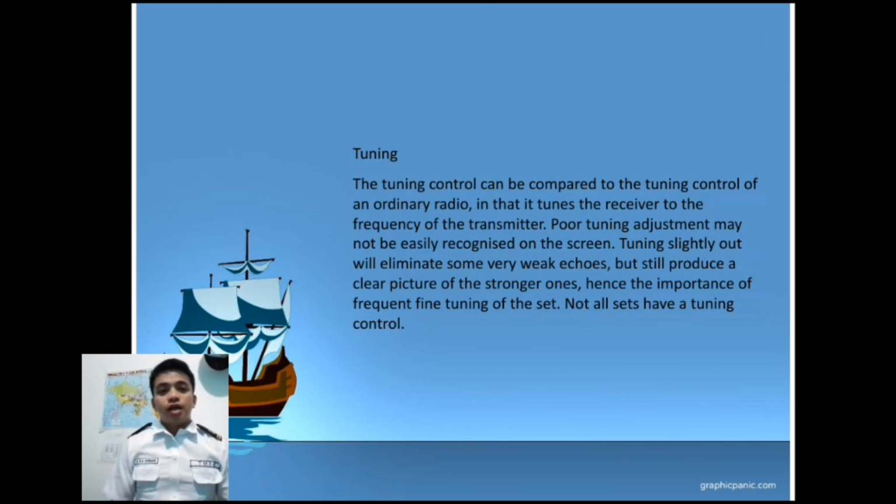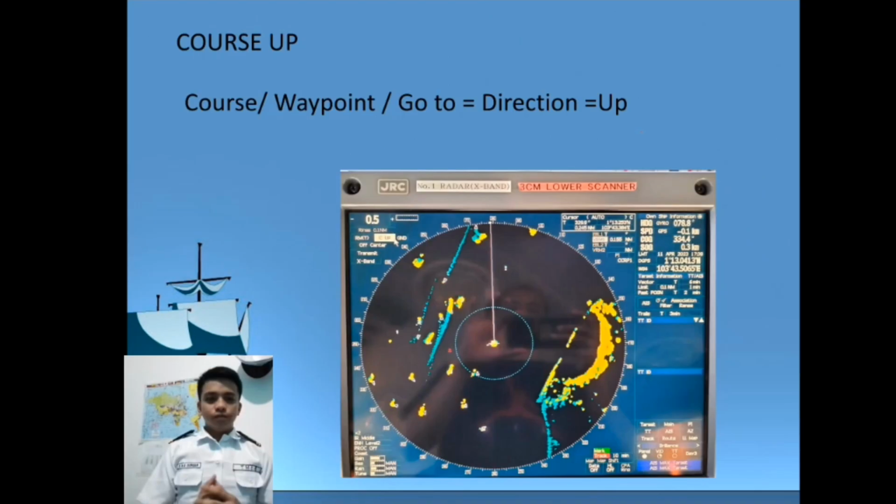Tuning, or tune. The tuning control can be compared to the tuning control of an ordinary radio. It tunes the receiver to the frequency of the transmitter. Poor tuning adjustment may not be easily recognized on the screen. Tuning slightly out will eliminate some very weak echoes, but it still produces a clear picture of the stronger ones. Hence, the importance of frequent fine-tuning of the set. Not all sets have a tuning control.